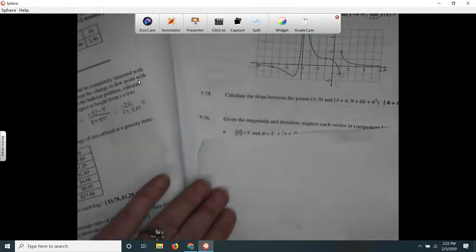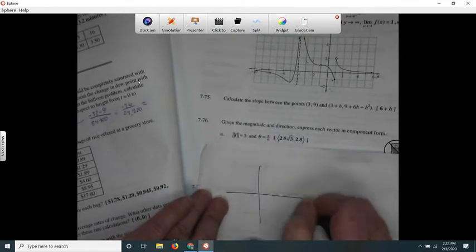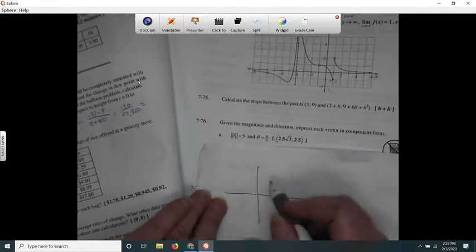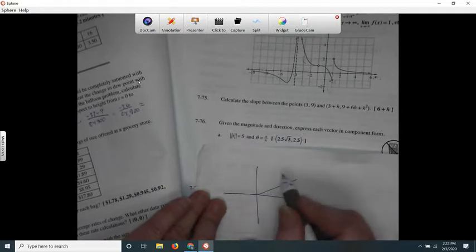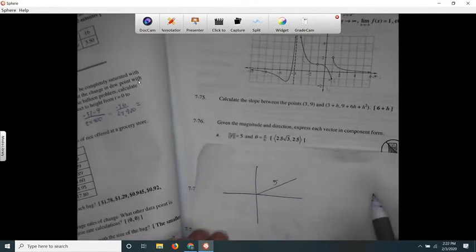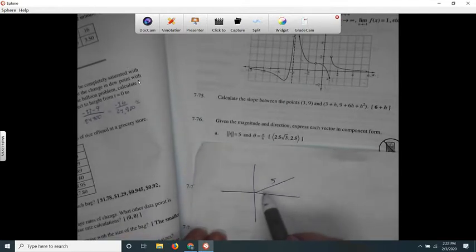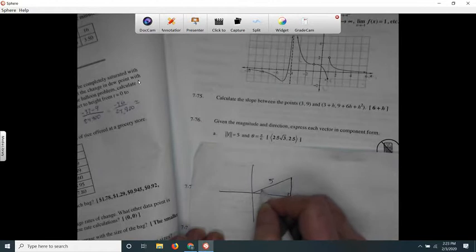7-76, it says, given the magnitude and direction, express each vector in component form. So I have a magnitude of 5 and a direction of pi over 6, so I would probably just draw it. Pi over 6 is, to me, 30 degrees, because I think in degrees still. I always think of them as triangles. So that's my version of a pi over 6 angle measure. And then I'll go like this, and it's pi over 6 right there.